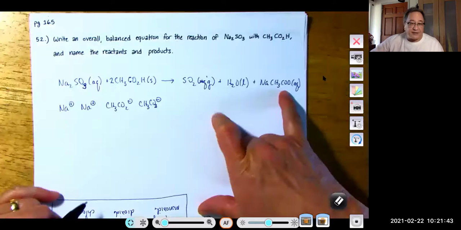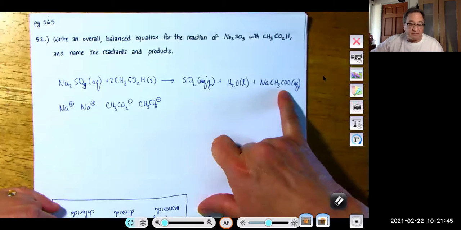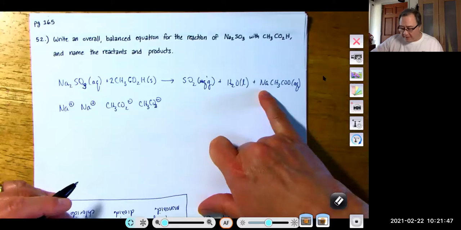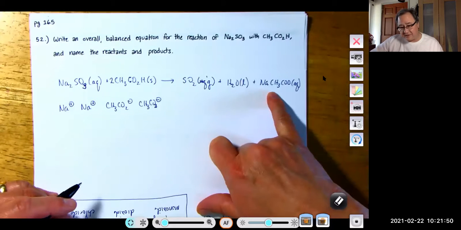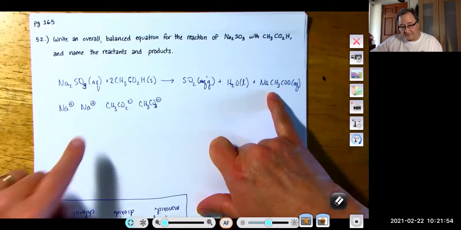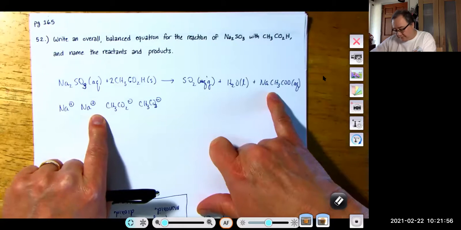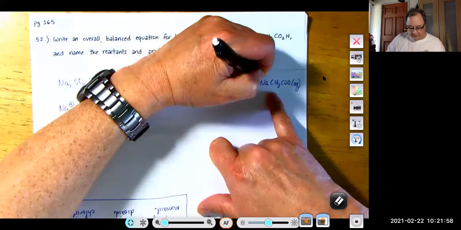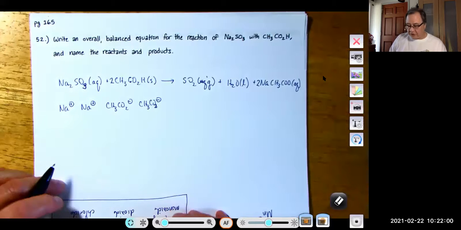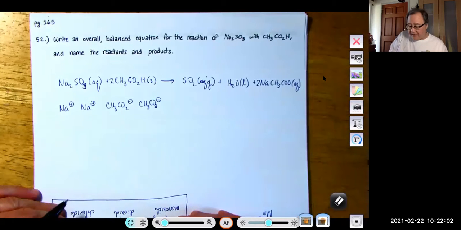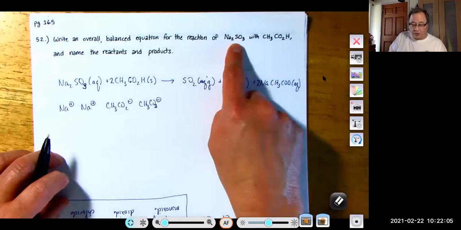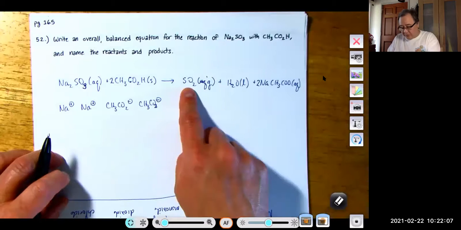How do I know it's aqueous? Because it has sodium. How many of these do I have? 2. So from now on, you're going to remember, hey, if I have a sulfite with an acid, I get sulfur dioxide and H2O.